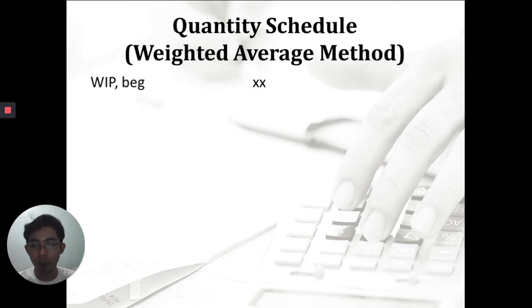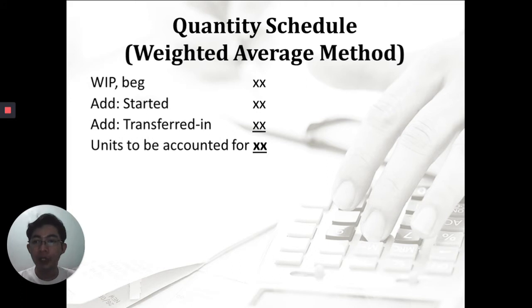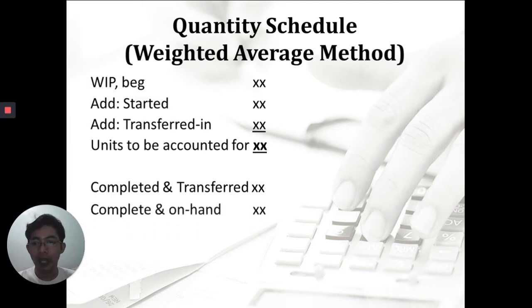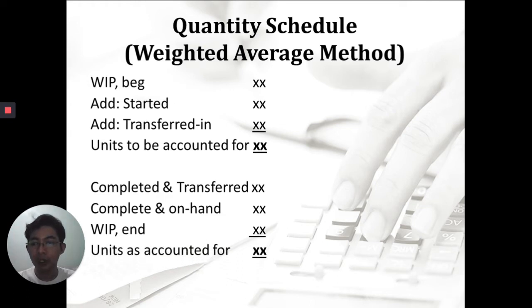So first is we have your WIP beginning in unit, to add all the units started in the period, and also you add all the units transferred in from the previous department. And then you will come up with units to be accounted for. On the other side, you will account for the completed and transferred to the next department, add all completed and on hand, meaning they are not yet transferred to the next department because it can be the next department has already a full capacity, so it cannot anymore absorb additional units, so you need to hold it first on your department and add up the WIP ending, or the remaining items in your department that are uncompleted. You will arrive at the units as accounted for. Always remember that the units to be accounted for should be equal to the units as accounted for. Any discrepancy, meaning there are errors or there are lost or spoiled units.